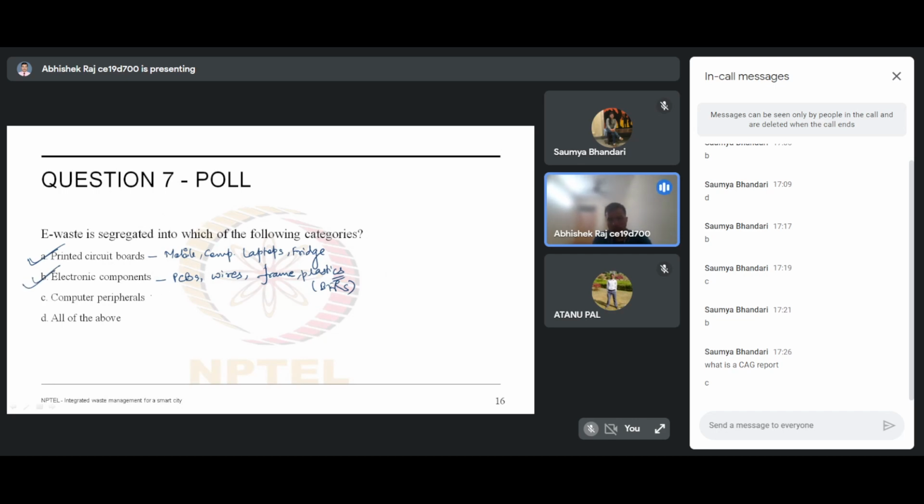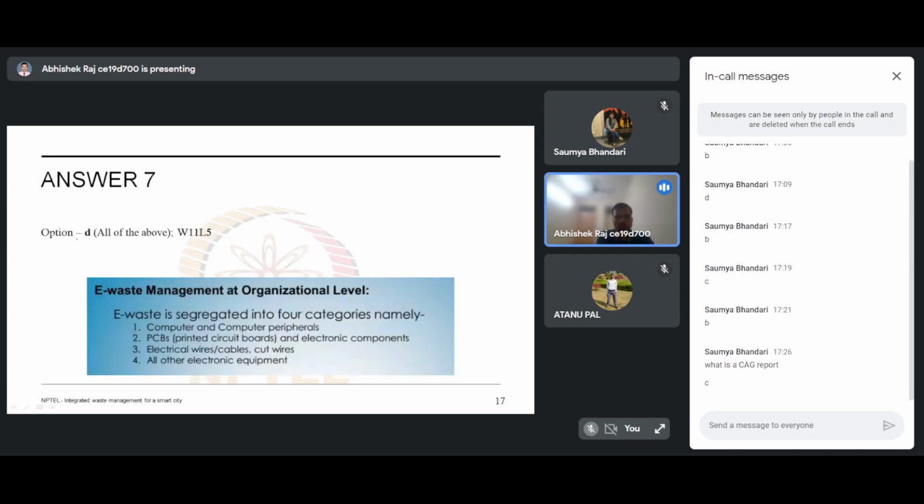Then we have computer peripherals. This can include devices such as mouse, keyboard, monitor, and so on. So C can also come into the e-waste stream. E-waste is segregated into each of these categories, so the correct answer is all of them. Option D, all of the above, is the correct answer. You can refer to the last lecture of this week for this question. At an organizational level, we segregate it into four categories: computer peripherals, PCBs, electronic components, electrical wires, and there can be an others category.